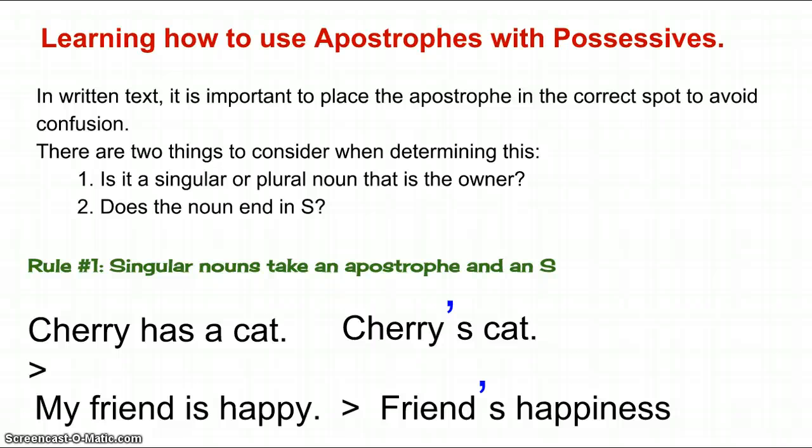There are two major things to consider when we're determining possession. Number one, is it a singular or a plural noun that is the owner? In other words, is there one thing doing owning, or is it more than one thing doing owning? And the second thing is, does the noun end in an S? So let's look at the examples from the previous slide. Cherry has a cat. Cherry's a singular noun. Singular nouns always take an apostrophe and an S, which we see here. Same with the other example. Friend is singular, means there's just one, so we add an apostrophe and an S.